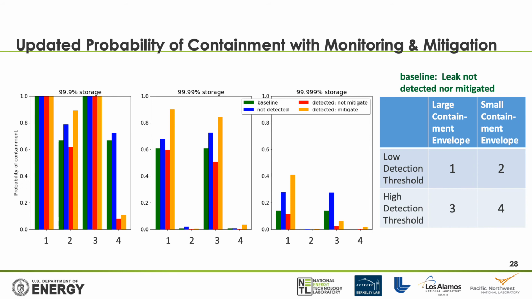These graphs show how the probability of containment is affected for 3 different storage criteria, assuming either a low or high threshold monitoring detection, and mitigation decision. In general, the probability of containment increases if leakage either is not detected or is detected and mitigated.